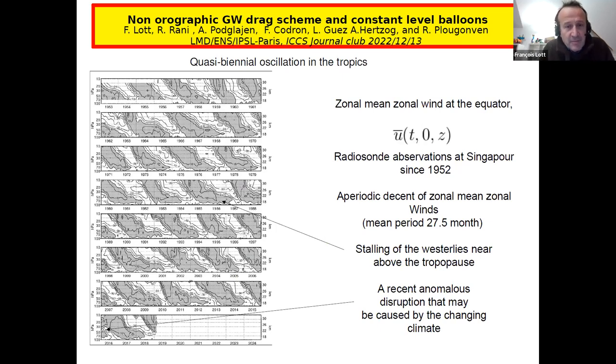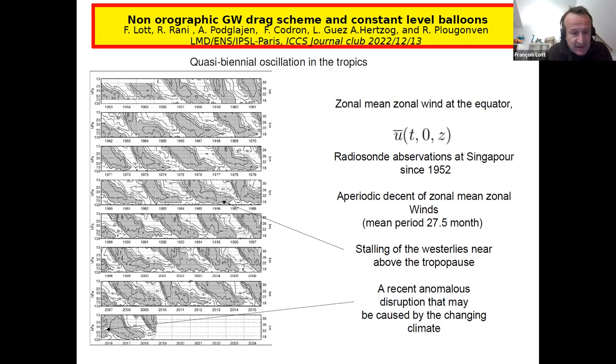The other thing, which is going to be very important in the rest of the talk, is the quasi-biennial oscillation in the tropics, which is documented here over more than 50 years. I point out two things which are important for climate models. Most of the time, there is a stalling of the westerly near above the tropopause. I mention it because it's an important bias that climate models have and that we would like to correct at some stage. It's what we call the systematic errors.